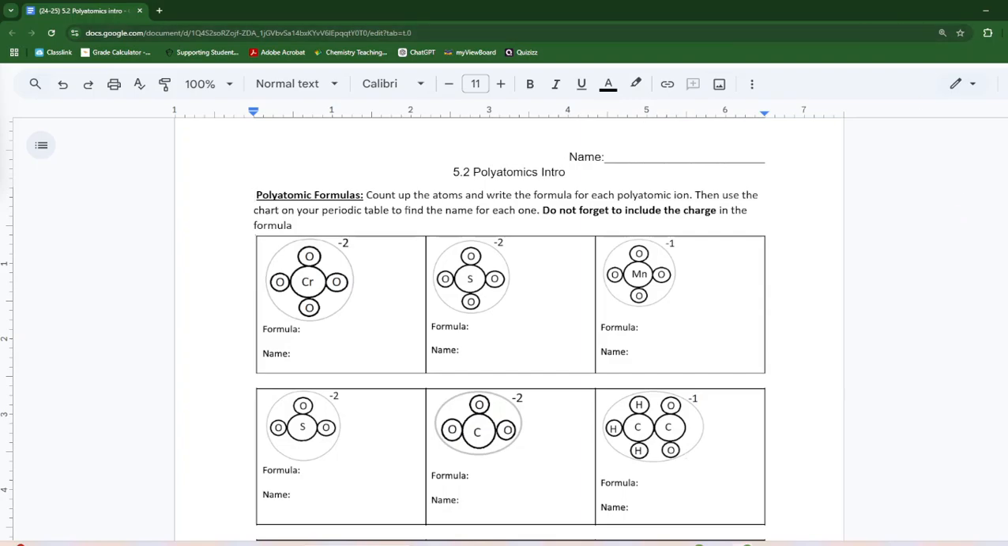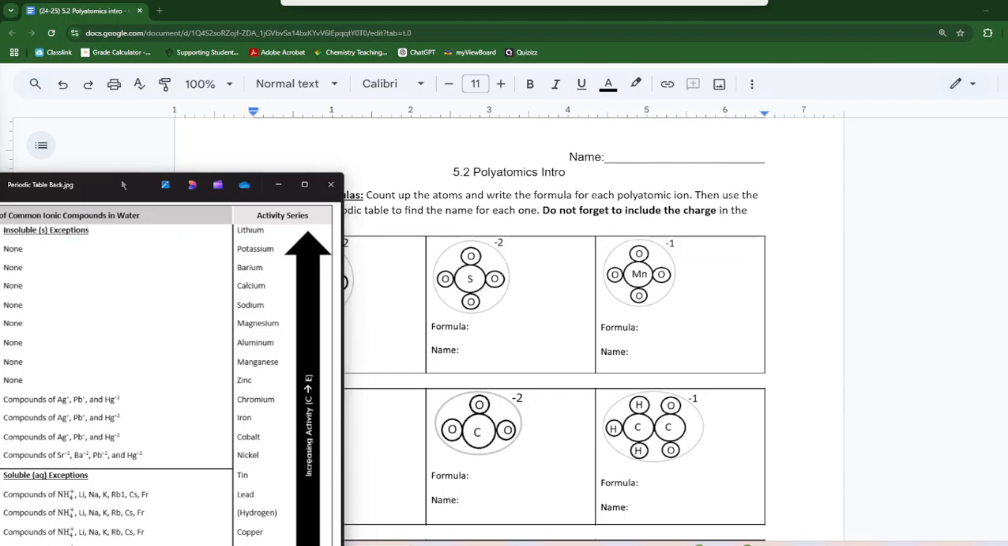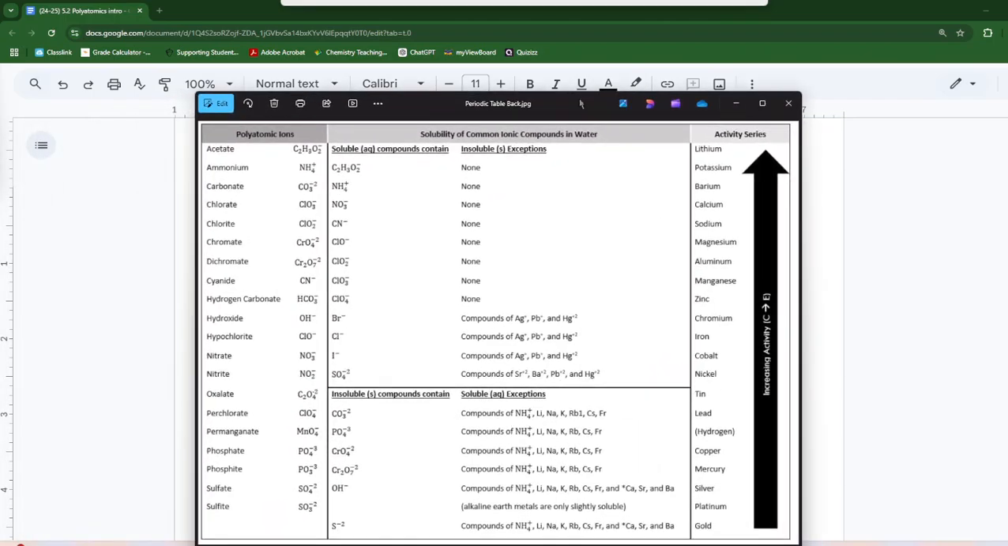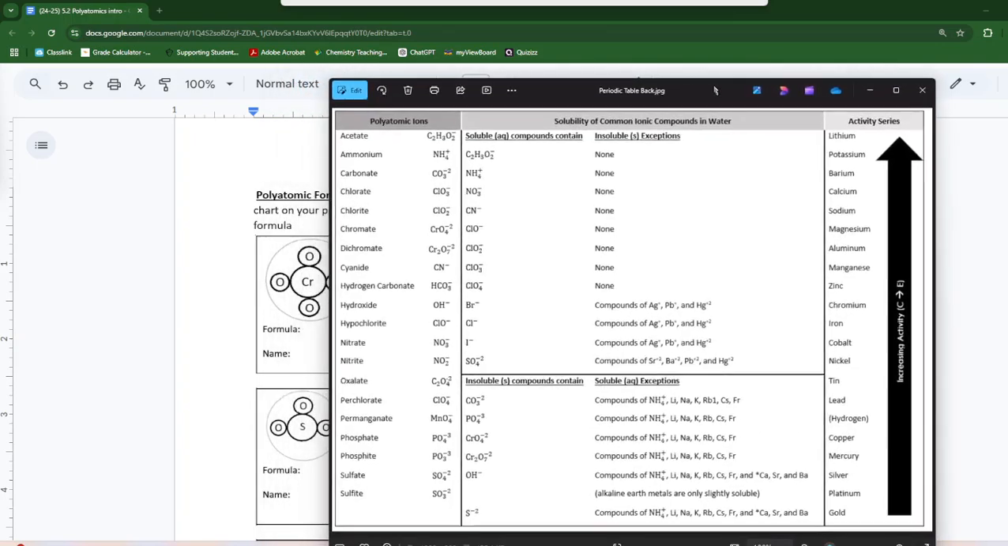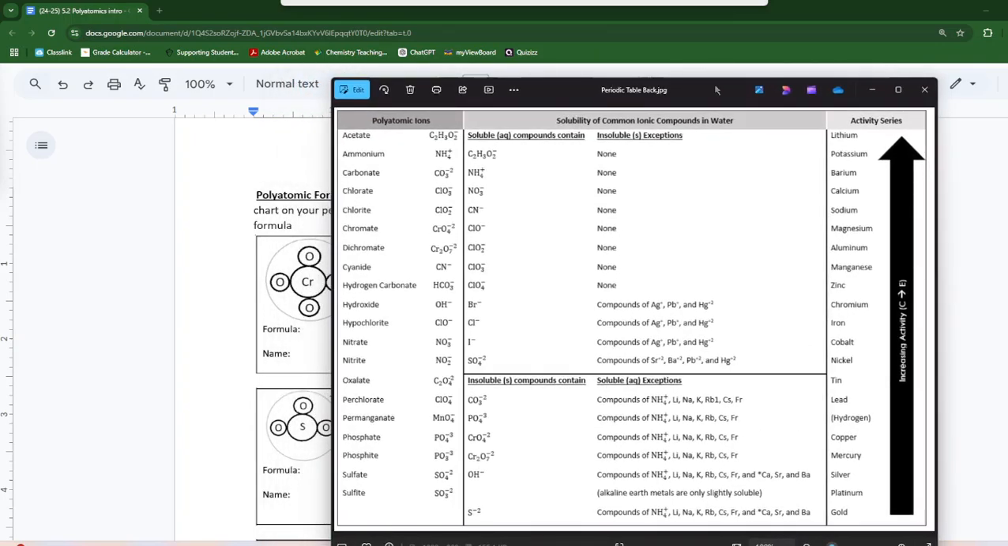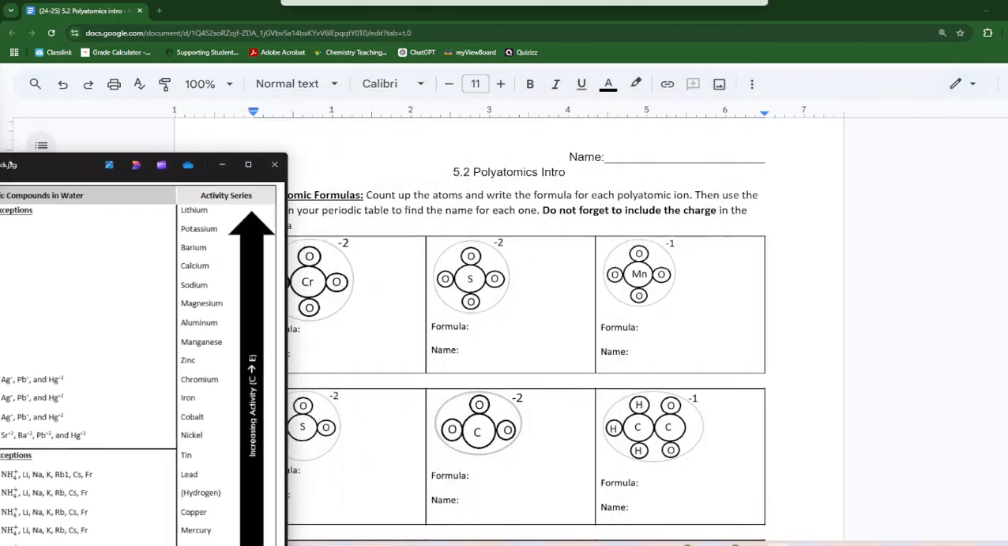What we're going to need is the back of our periodic table. If you flip your periodic table over, you will have this right here. Now, if you're at home doing this on your own, maybe right now would be a good time to take a picture of our polyatomic ions on this side. It's also really easy to Google them. You can look them all up, right? All right, so this is how this works.